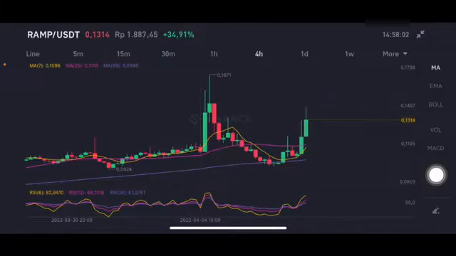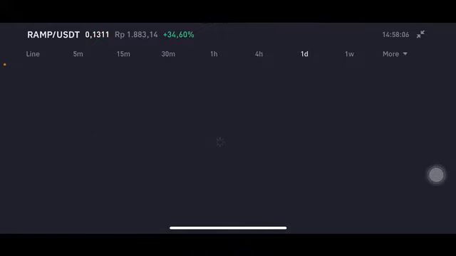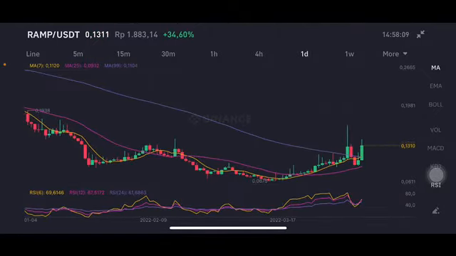The price cannot be dropped below the yellow line, or below moving average 7, around 0.1095 US dollar. The price cannot be dropped at that point.